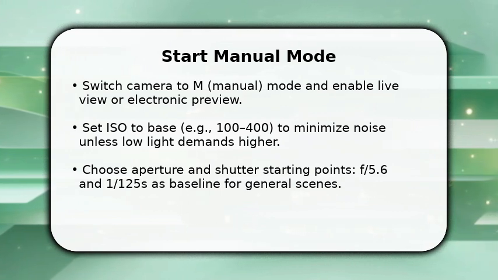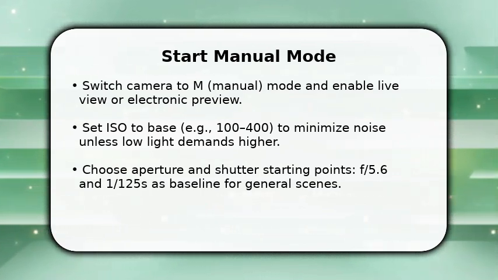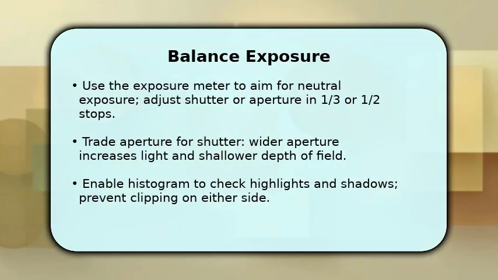Once the settings are set, glance at the exposure meter and make a single change to see how the image brightens or darkens and why that adjustment matters. You now balance the triangle: ISO, aperture, and shutter.